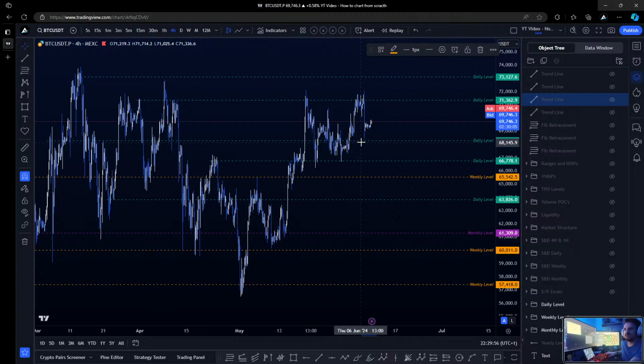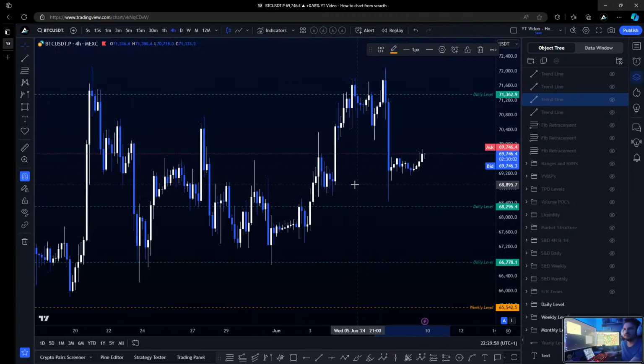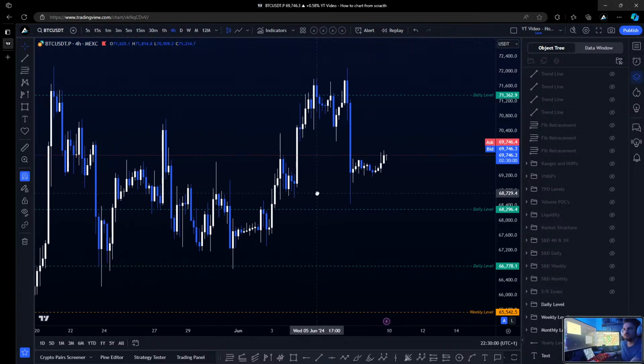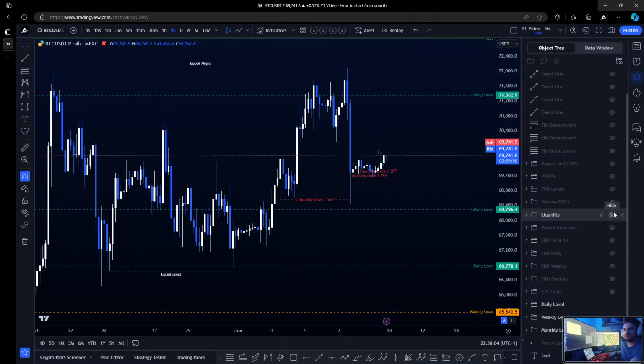Not yet. But have we reached liquidity? Also not yet. Like on the 4-hour, for example, we did take... I had this marked out. We did take liquidity here. So this is interesting, and this is an interesting reaction, right?